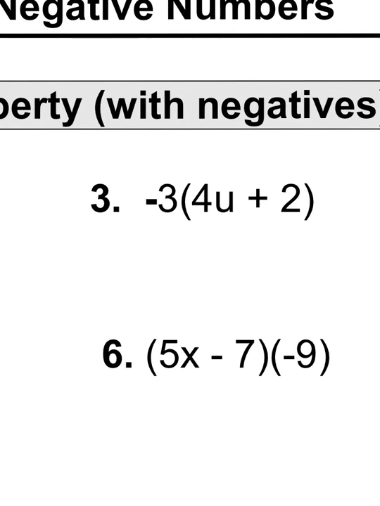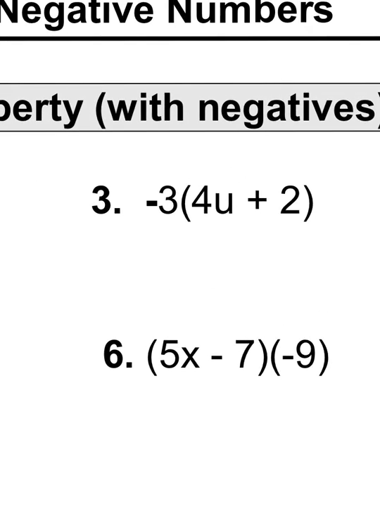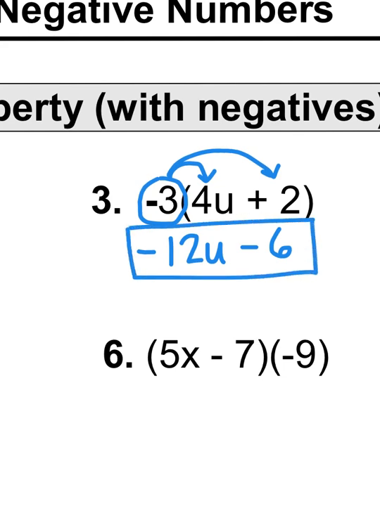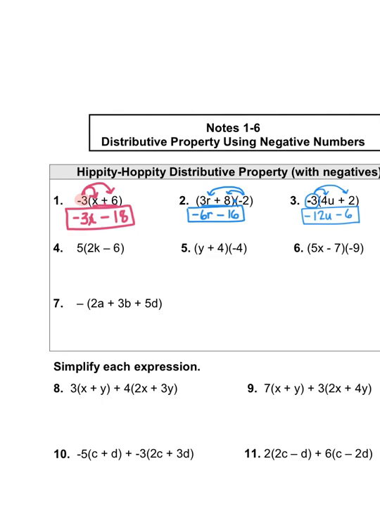For number 3, you're distributing a -3. So we distribute -3 times 4 is -12u. Then -3 times 2 is -6, so write it as -6. Box your answer. Let's go on to number 4. Please pause the video here and try 4, 5, and 6 on your own.